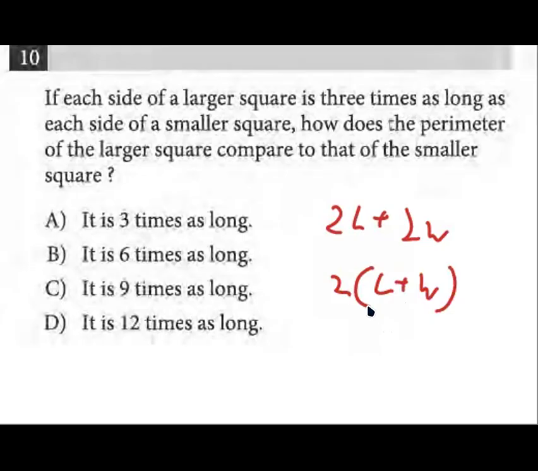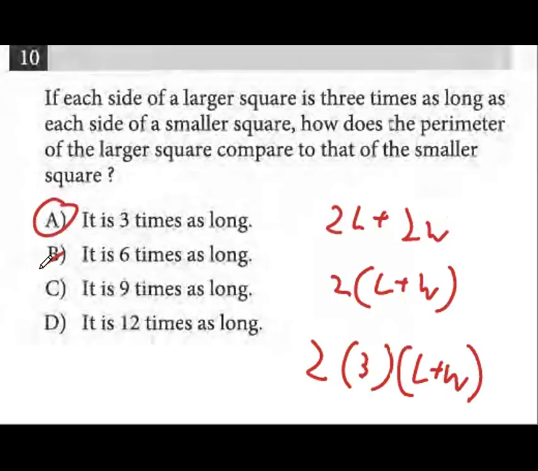And then each side of the larger square is 3 times as long as each side of the smaller square. So we have 2 times 3 times (length plus width). So in that case, how does the perimeter of the larger square compare? Well, you're multiplying the original equation by 3, so it'd just be 3 times as long. It's just A. If it asked for area, it would be 3 times 3, which would be 9. But in this case, since it's perimeter, it's just 3 times as long.